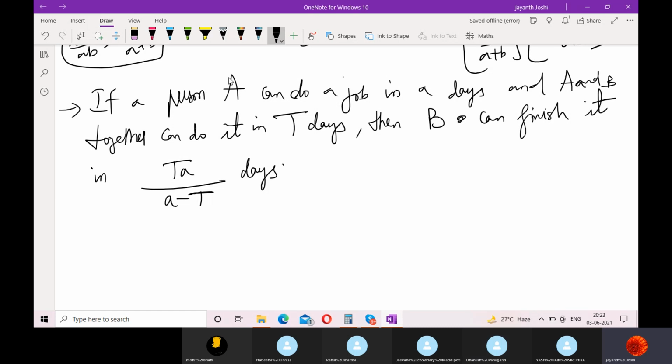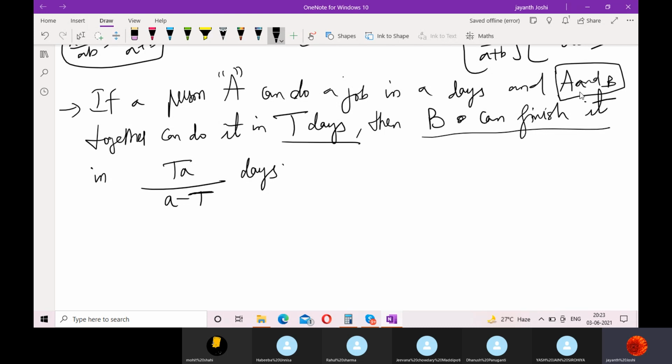So A can do a job in 8 days. A plus B, so these people are doing the combined work actually. A and B can do it in T days together. So only B can finish the work in how many days? This is the work. This is the one.